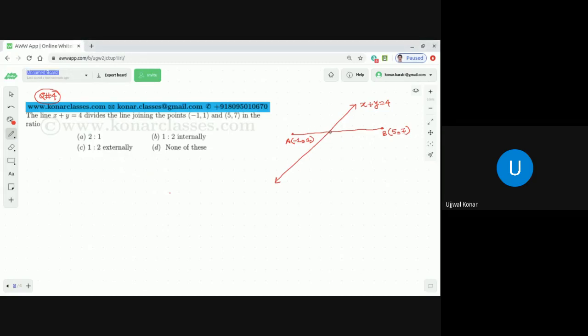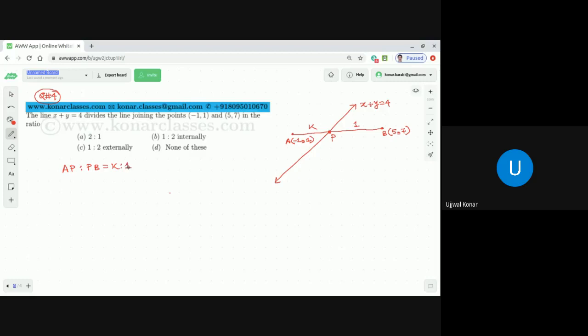Suppose this is the point of intersection of the given straight line, that is x plus y is equal to 4, and the line joining the points -1, 1 and 5, 7, be P. And let's assume that P divides the line segment AB in the ratio, suppose, K is to 1. That means AP is to PB is equal to K is to 1.